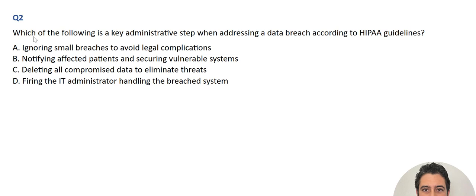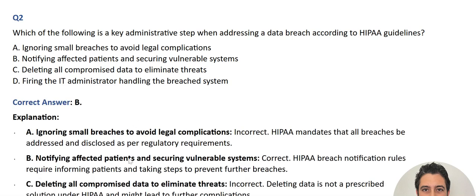Question 2. Which of the following is a key administrative step when addressing a data breach according to HIPAA guidelines? A. Ignoring small breaches to avoid legal complications. B. Notifying affected patients and securing vulnerable systems. C. Deleting all compromised data to eliminate threats. Or D. Firing the IT administrator handling the breached system. The most appropriate answer is B, as HIPAA breach notification rules require informing patients and taking steps to prevent further breaches.